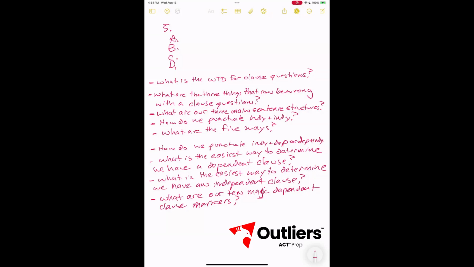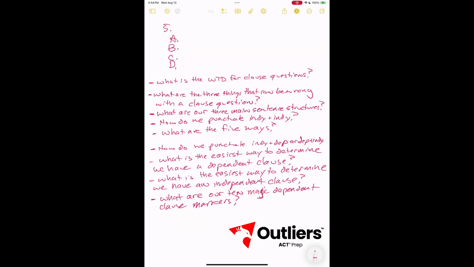First question, what is the WTD for clause question? The what to do for clause question. And that is consider the 3 things for each answer individually. What are the 3 things? Punctuation in the middle of a clause, no independent clause in the sentence, and clauses separated improperly.